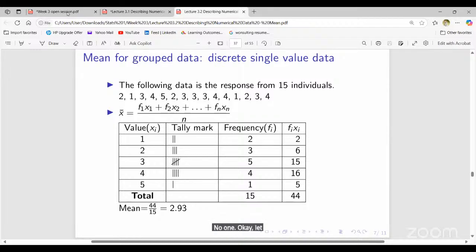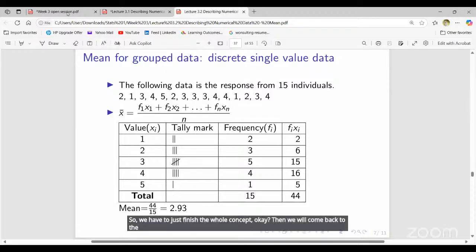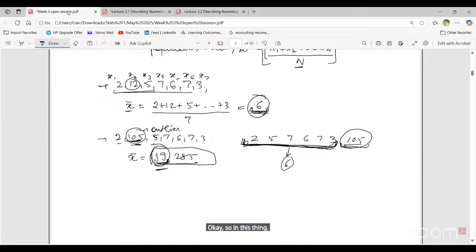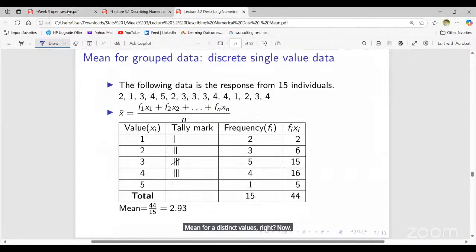Okay, let's take it to the last thing. First, let's finish the whole concept because it's already 9 o'clock. Then we will come back to the doubts. Okay. In this part, we calculated the mean for distinct values, right? Now, here we have grouped data.